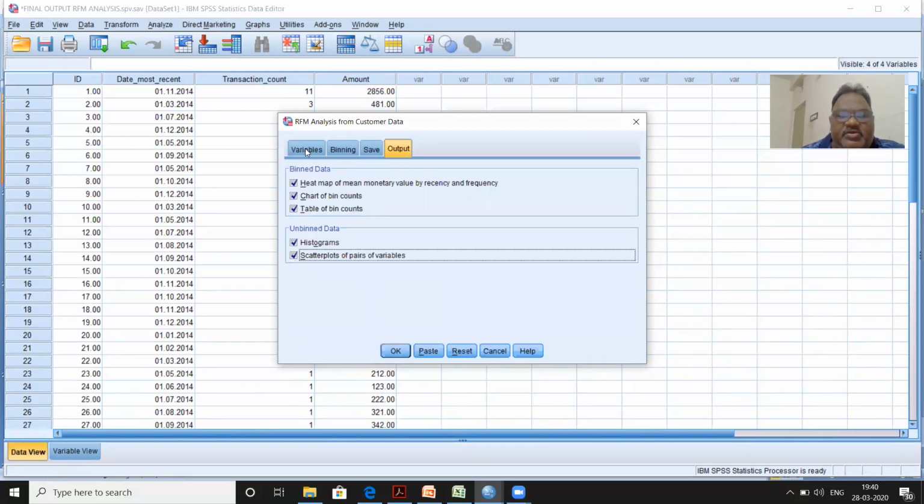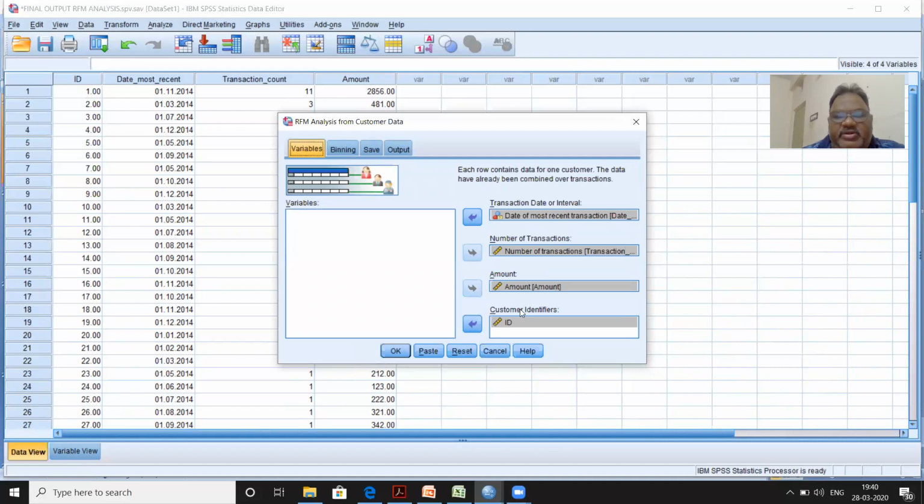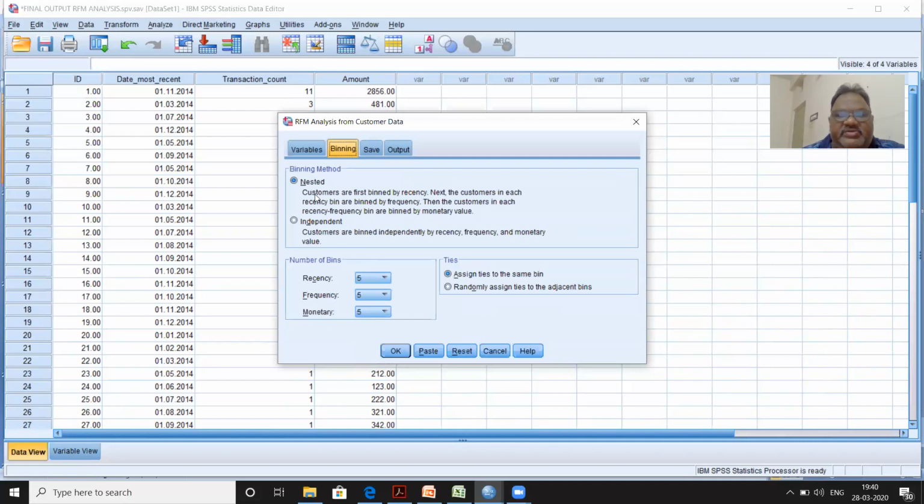Let me explain what is a variable. Then you define your variables here. Go to binning. Then you want nested. Nested means customers are first binned by recency. Then within recency, you divide into frequency. Within recency and frequency, again you divide into monetary. So first we bin on recency, within recency we bin on frequency, and within recency and frequency we bin on monetary. So we want the number of bins: 5, 5, 5. I can go for 9, 9, 9. It is up to you. It means the whole data is divided into 5 segments.